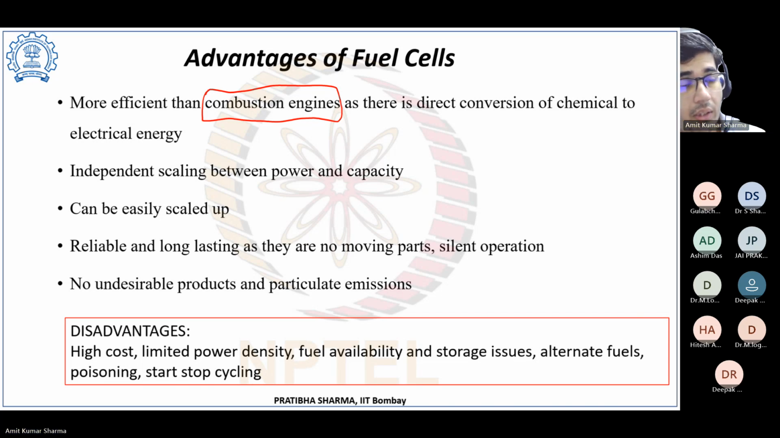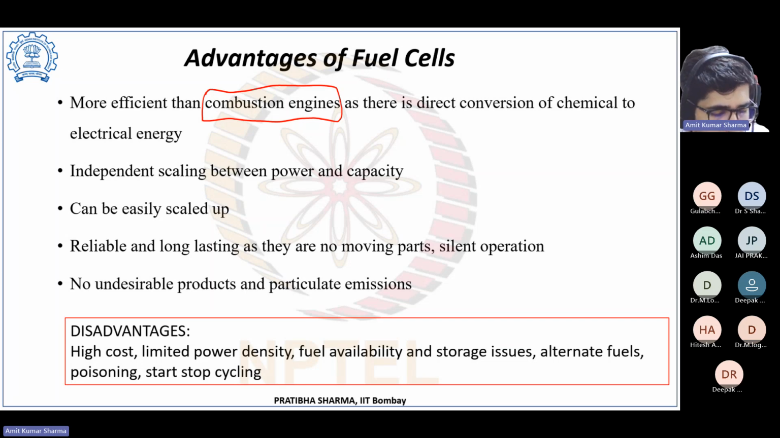So the scalability is very easy, and it is reliable and long lasting with silent operation, as there are no moving parts. As compared to the engine, where we have so many moving parts, the fuel cell is totally electrochemical. So there are no moving parts, it is long lasting, and operation is silent. No undesirable products and particulate emissions.